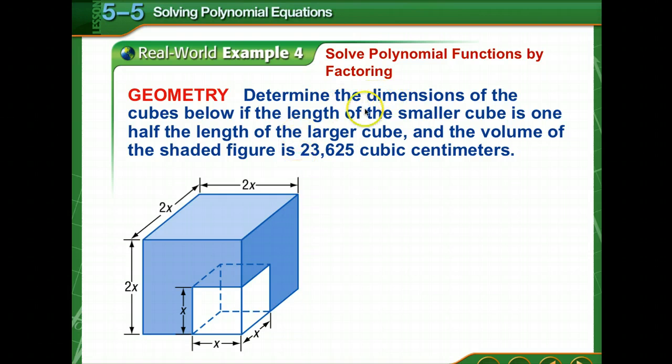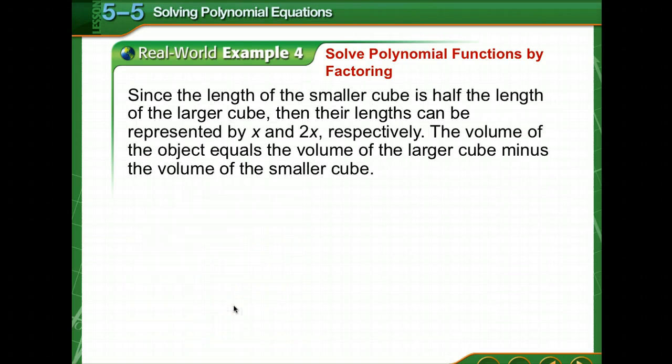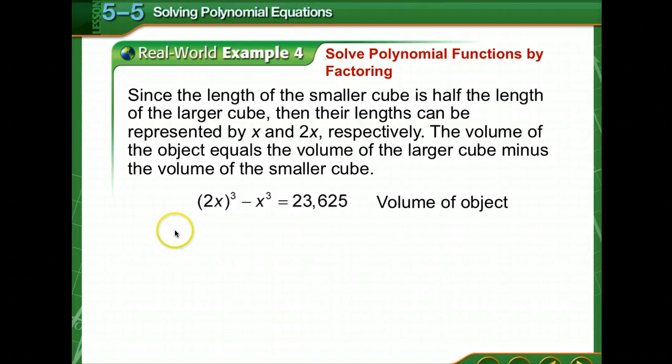We are to find what? Determine the dimensions and the volume of the shaded figure. Okay, so we're just wanting the volume of the shaded part, which means we have to find the volume of the whole thing and subtract out the volume of the part that's not shaded. So we have 2x cubed minus x cubed, and we're told it equals 23,625.